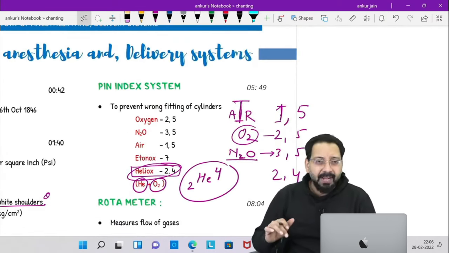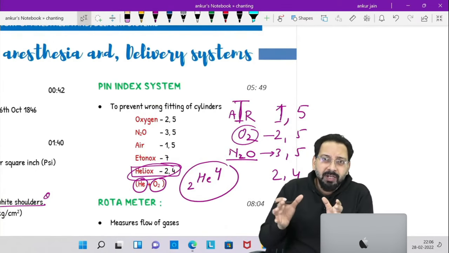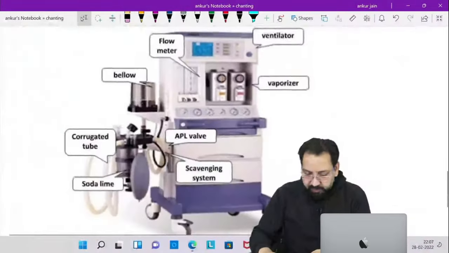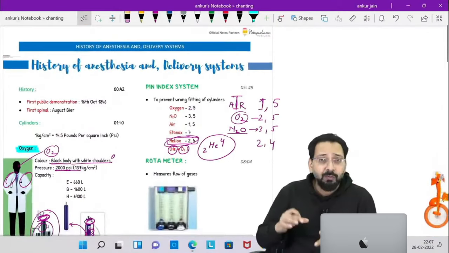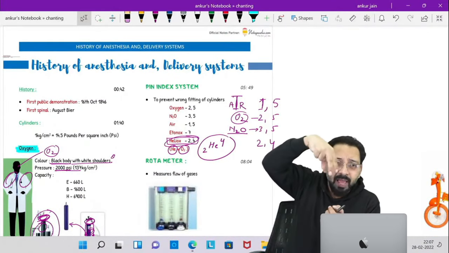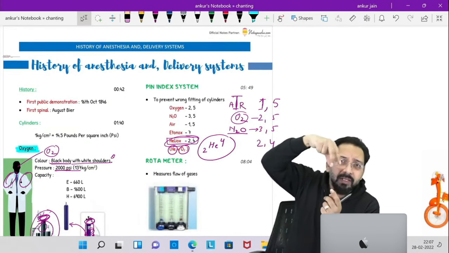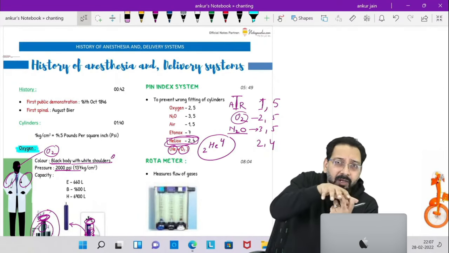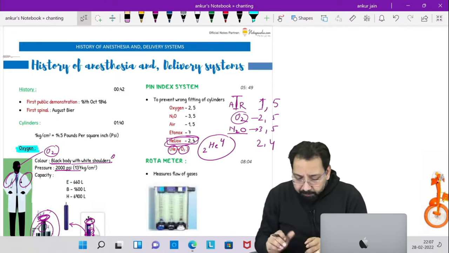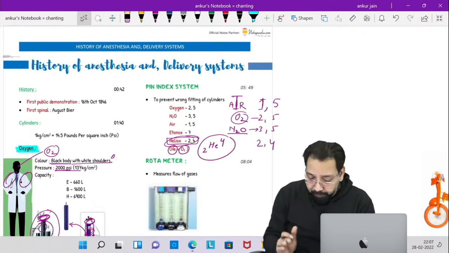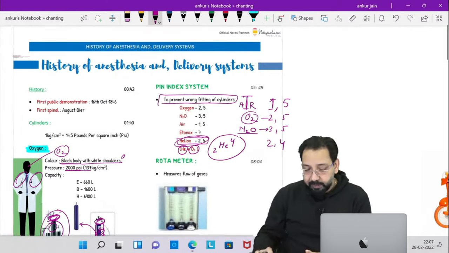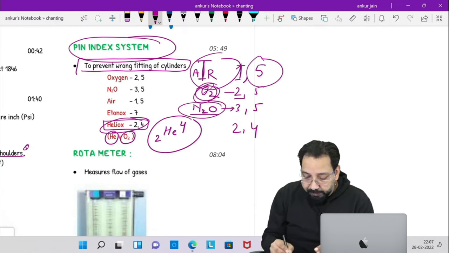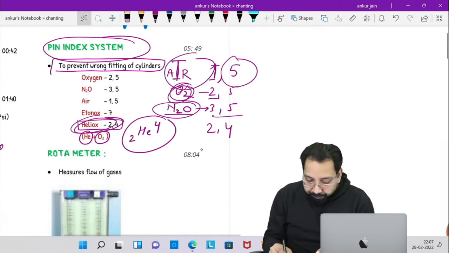What is this pin index? Sometimes you are not putting these cylinders on the anesthesia machine. You are doctors. This is the anesthesia machine. We will not put the cylinder ourselves. So what we made was a pin in the machine and a hole in the cylinder, so that the distance between the pin in the machine and the hole in the cylinder is the same. That's why every time the cylinder will fix at a defined position. So to prevent wrong fitting of cylinders, we have the pin index system. Five element air, O2 is 2, 5, and N2O is 3, 5, heliox 2, 4.